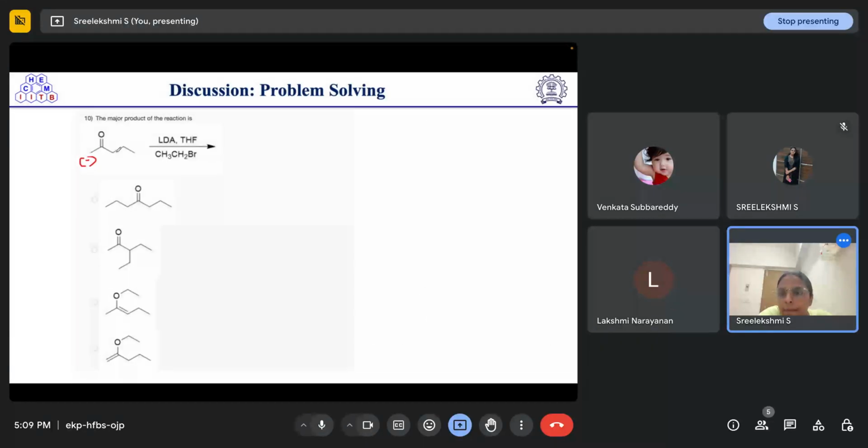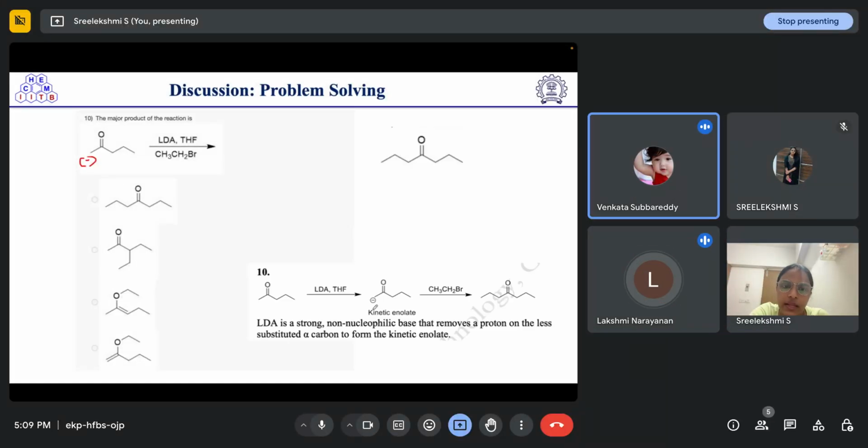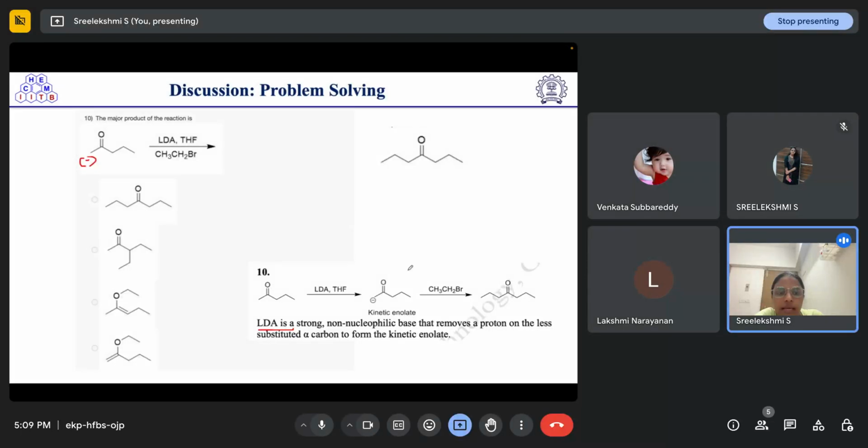So which one will be the answer here? The first one. Kinetic enolate will be formed with LDA because it is a strong non-nucleophilic base that removes a proton from the less substituted alpha carbon, forming this enolate, and that will be quenched with this ethyl bromide to get this.